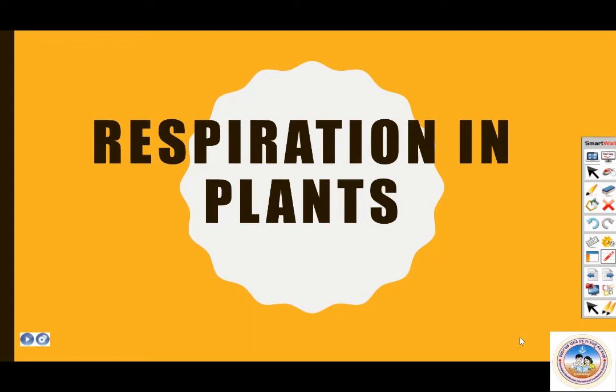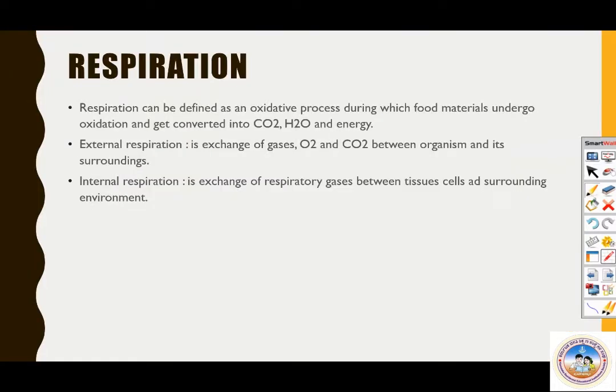That's your respiration in your lungs. Now, when we use the term respiration, it can be defined as an oxidative process. When I use the word oxidative, there is always oxygen involved. Am I clear to you? During respiration, food materials undergo oxidation, that is, oxygen is added to the food and it gets converted into carbon dioxide, water and energy.